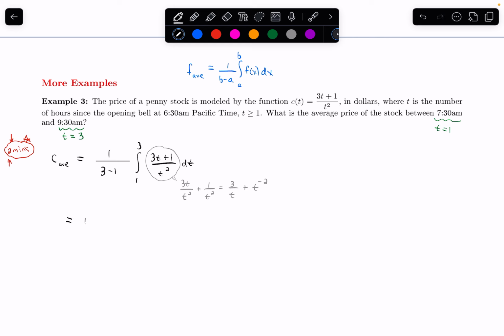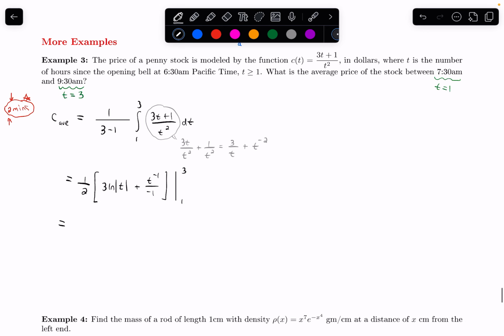So we have that 1 over 2 in front. And then for this integral, I'm going to put a bracket. The antiderivative of 3 over t is 3 ln absolute value of t. And then for the next term, reverse power rule gives me plus t to the negative 1 divided by negative 1. Close the bracket. Got to plug in the 1 and the 3. Notice the 1/2 is factored out of the whole bracket, so I'm just going to leave that factored out and plug the 3 and the 1 into what's inside of the bracket, and then subtract those things.